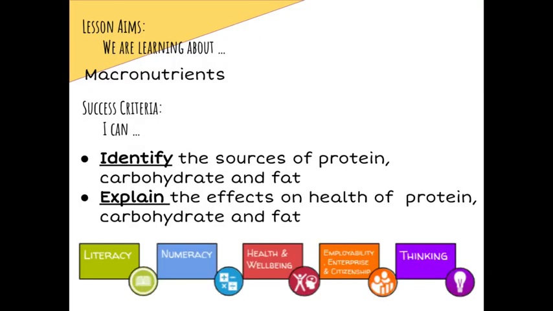Hopefully after this lesson you can now identify the sources of protein, both LBV sources and HBV sources. You should be able to identify the sources of carbohydrate, complex carbohydrates and simple, sugary carbohydrates, and the sources of fat, both saturated and unsaturated. And when explaining the effects on health of macronutrients, you should be able to give a detailed function of each of these nutrients and a consequence of having or not having that nutrient in the diet.